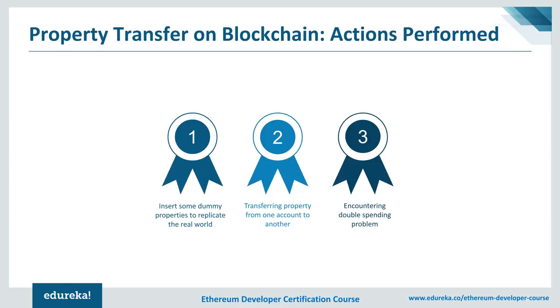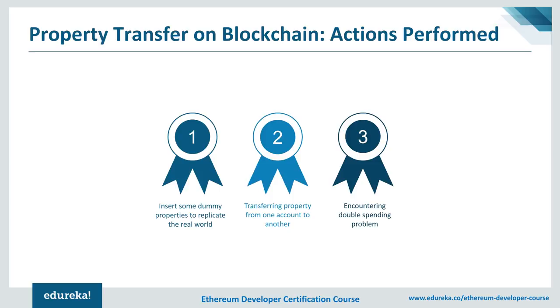Try to include as many general parameters as possible to keep the smart contract almost replicating the real-world transaction. After the successful transfer of the property, we need to be sure that the old owner is not able to send the property again. And finally, the new owner must be able to send the freshly received property to any owner that he wishes to.